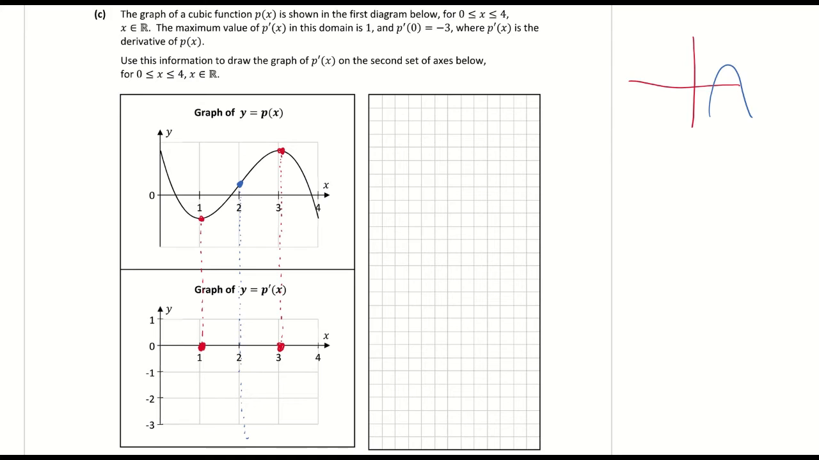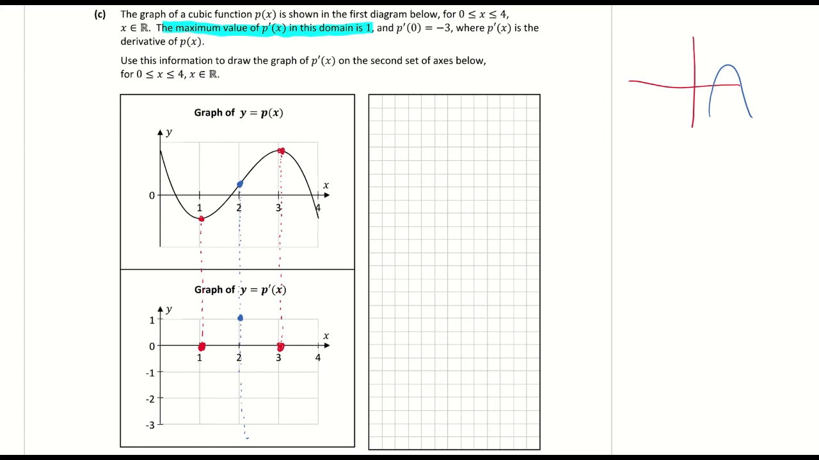Now, we need to figure out where is that turning point of our quadratic. It tells us in the question here that the maximum value of p dash of x in the domain is 1. So that's telling us the highest value for y is 1, our p dash of x is 1. So that's telling me my point here at 2, 1 is the maximum turning point of our quadratic.